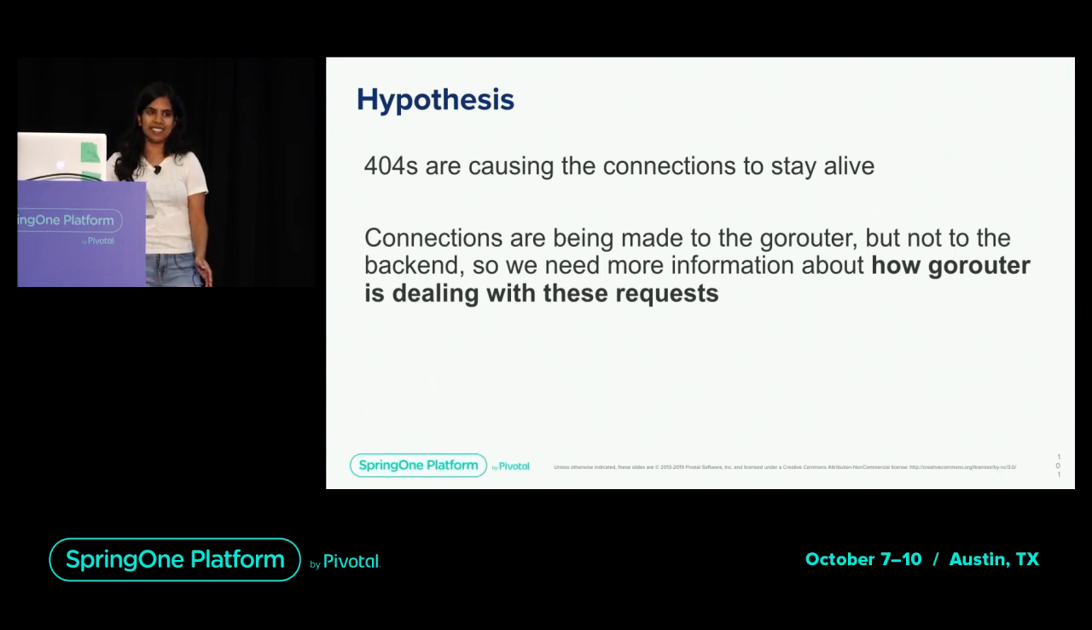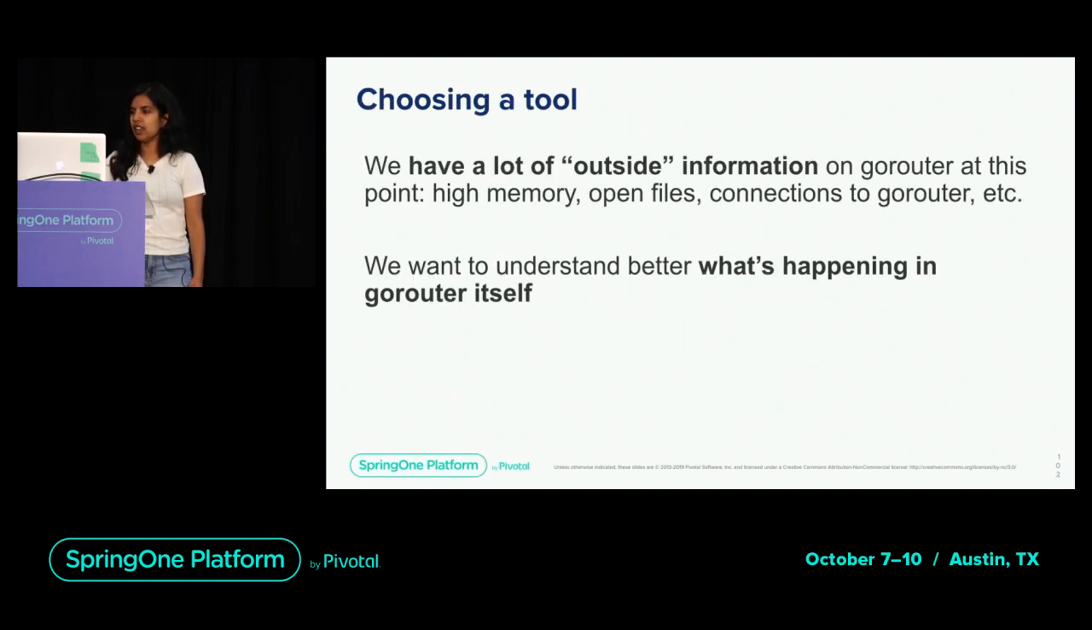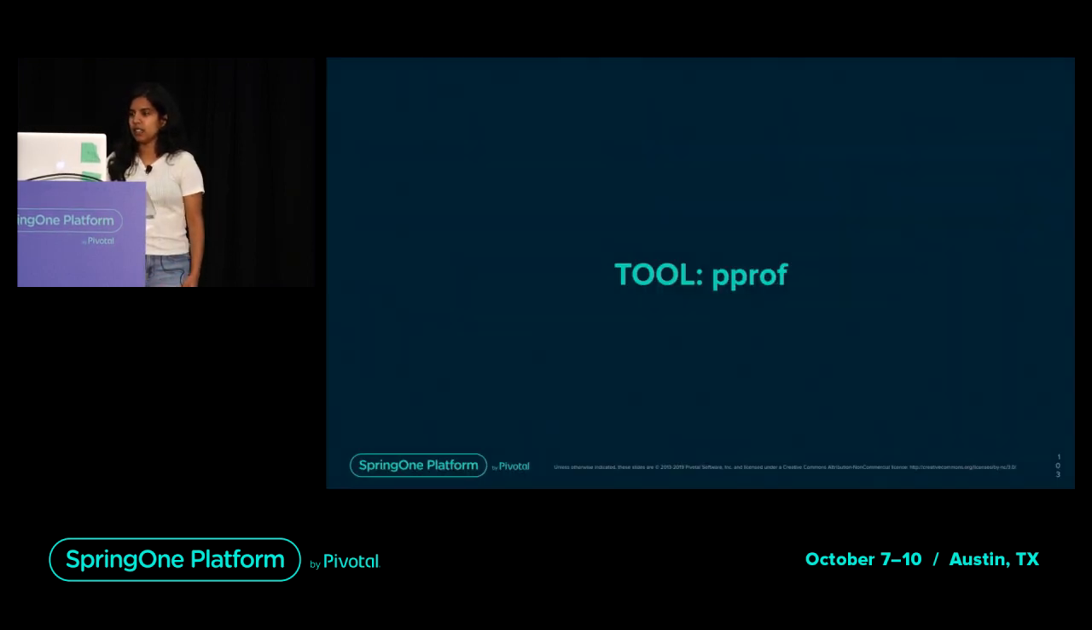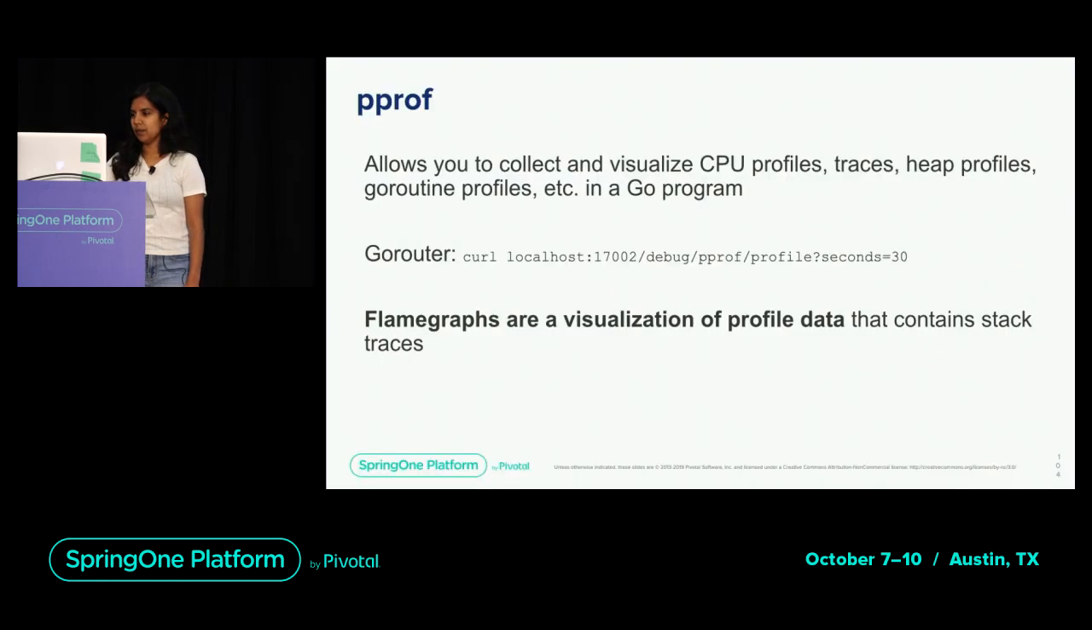So our new hypothesis is that 404s are causing the connections to stay alive. In order to test our hypothesis, we need to see how GoRouter is actually dealing with these requests. We have context from what's happening around the GoRouter, and when choosing a tool to test our 404s hypothesis, we need one that will tell us what's going on inside the GoRouter while the issue is happening. pprof is a tool that can help us profile the code so that we can see what's happening inside of GoRouter at this time.